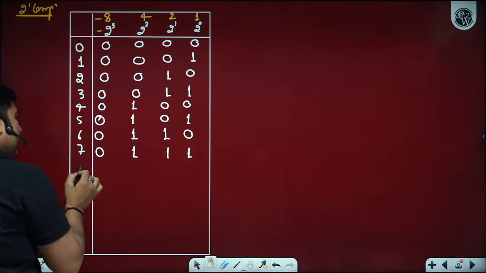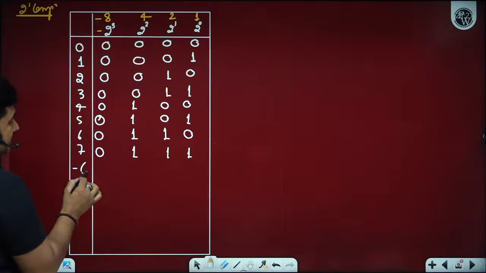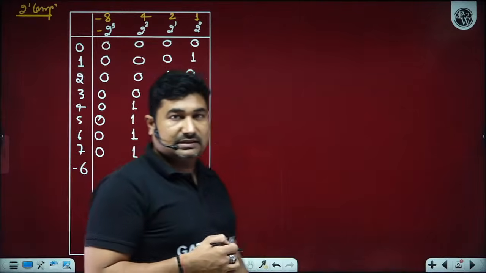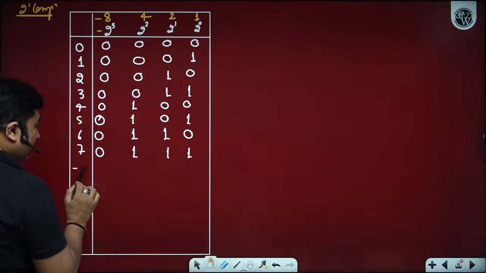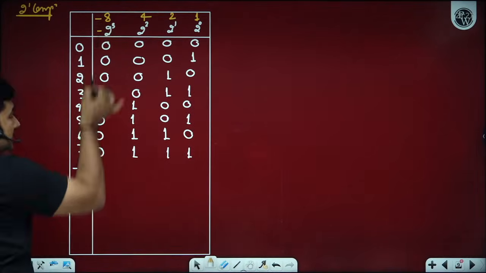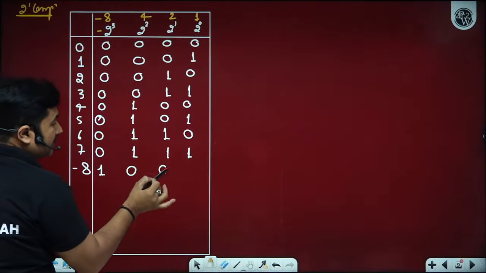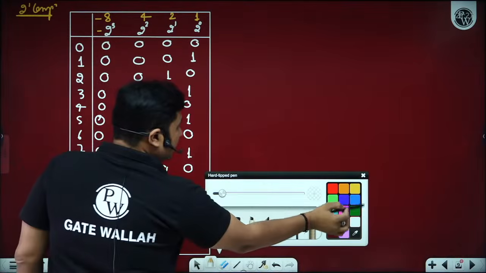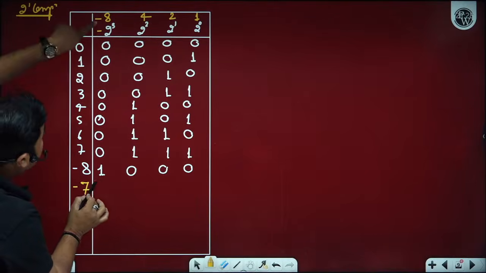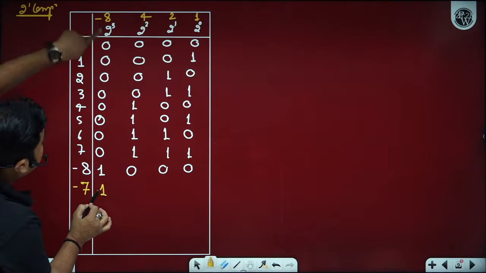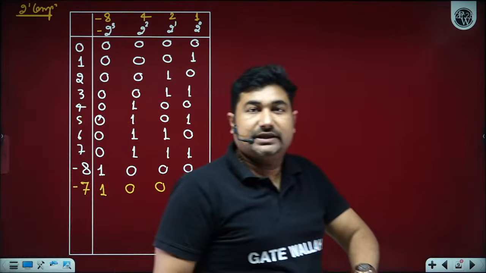Now let's talk about how to represent minus 6, or how to represent minus 8. Sir, this will be 1. If this coefficient is 1, we get minus 8 plus 0 plus 0 plus 0, so we get minus 8. Can you write minus 7, beta ji? If I make the most significant bit 1, it will become minus 8. Minus 8 plus 1 will become minus 7 in 2's complement.